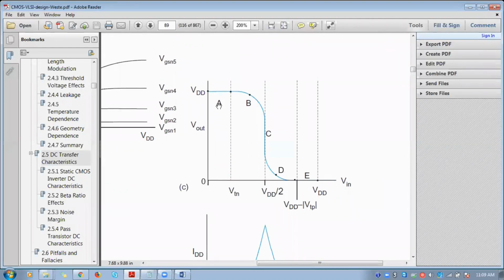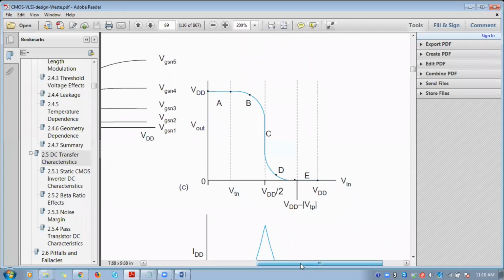You will be having 5 different operating regions. Actually, this is the curve drawn between input voltage and output voltage. So the initial operating region is between 0 and the threshold voltage. The second region is between the threshold voltage and VDD by 2, half of the supply voltage. Operating point C is at VDD by 2, and the fourth one is D, and the fifth one is E.